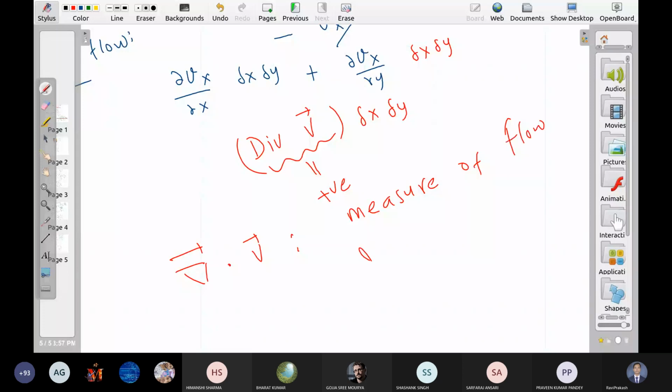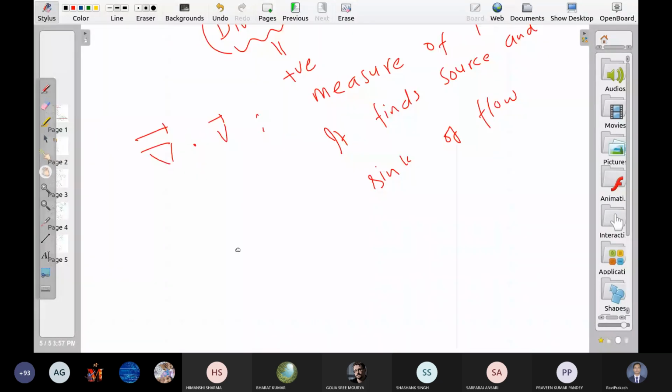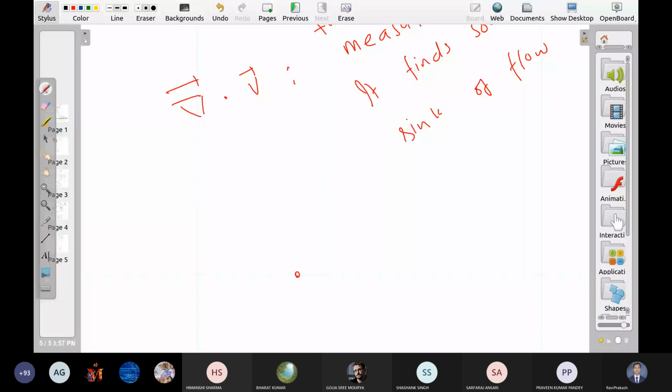It finds source and sink of flow. Source and sink of flow means, so let me give you one real life example here. Let us say this is a charge Q. So this is the source. Source of what? Electric field. Right? Electric field is being generated from here. यहाँ से electric field produce हो रहा है. Electric field is here also. यहाँ पे भी electric field है because of this charge.